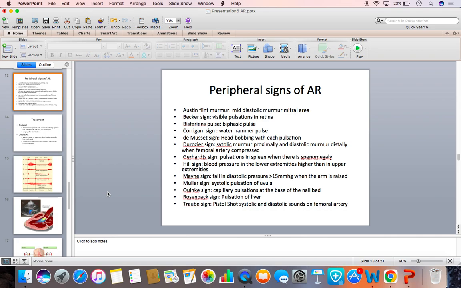Austin Flint murmur is a mid-diastolic murmur at the mitral area because the regurgitated jet falls on the anterior leaflet of the mitral valve, which causes narrowing of the mitral orifice during diastole. That results in the mid-diastolic murmur.